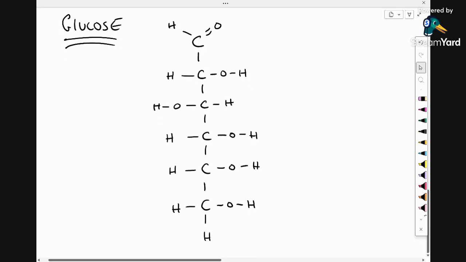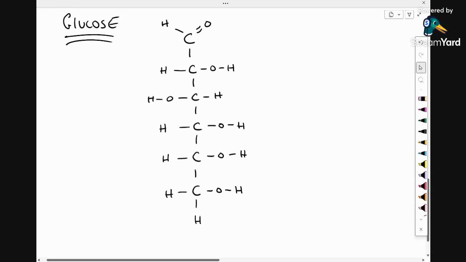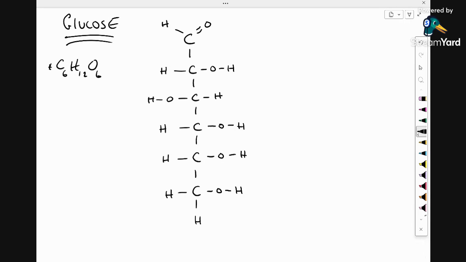So this is what glucose looks like in terms of a displayed formula. Hopefully you can appreciate that this links absolutely to the molecular formula being C6H12O6. There are 6 carbons here, 12 hydrogens, and 6 oxygens. There are a few things I'd like to point out about this particular structure. But hopefully what you can appreciate initially is there are lots of oxygen atoms.